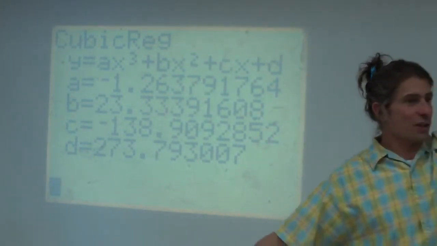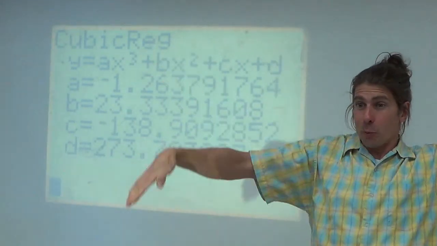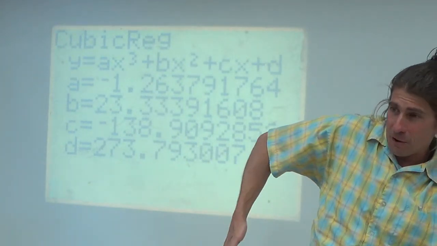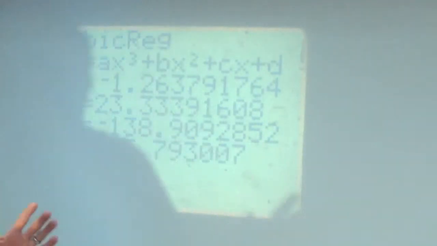So a line has 0 curves. A parabola has 1. A cubic has 2. There we go. Infraspinatus muscle, I can feel it right now. A quartic would have 3. I'm not going to pretend to do that one.